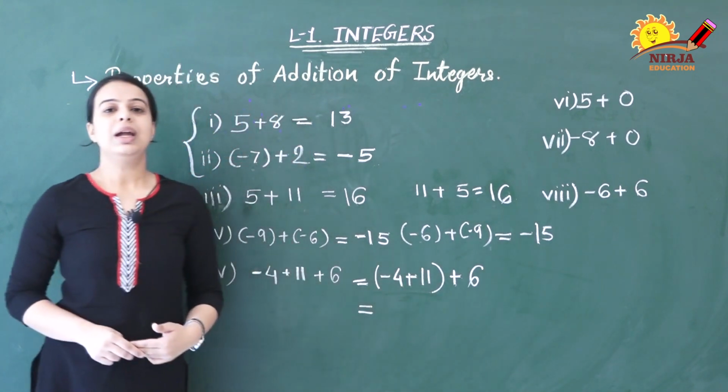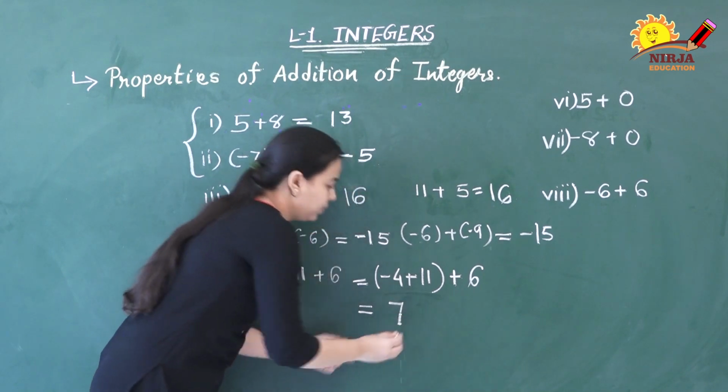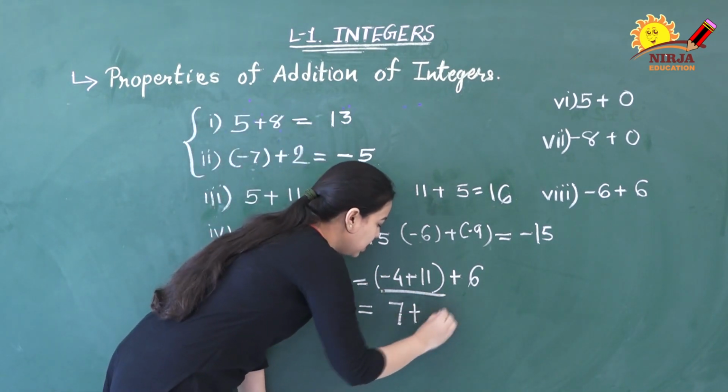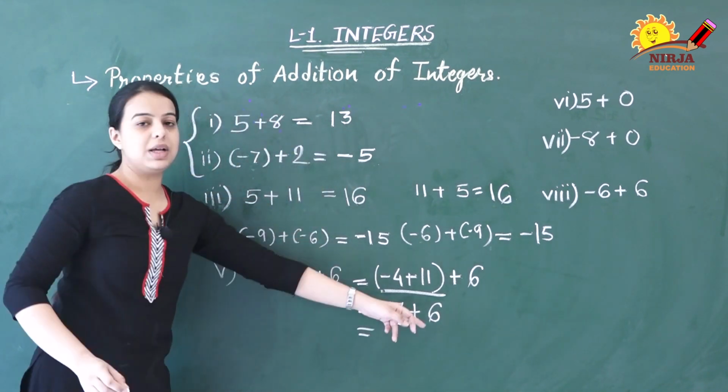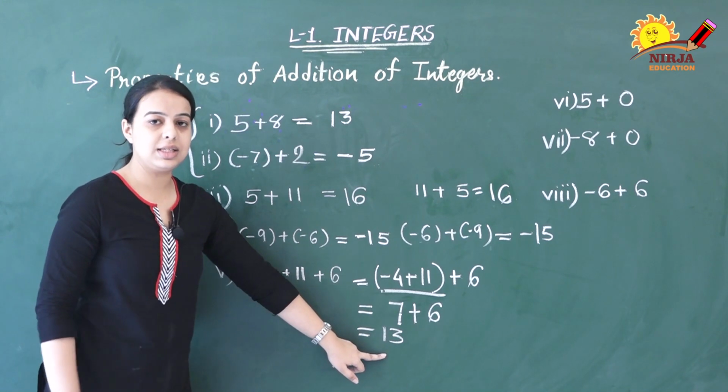11 minus 4 will be, yes, 7. So here this is over, now 6 is remaining, plus 6. 7 plus 6 is equal to 13. So we have got the answer as 13.